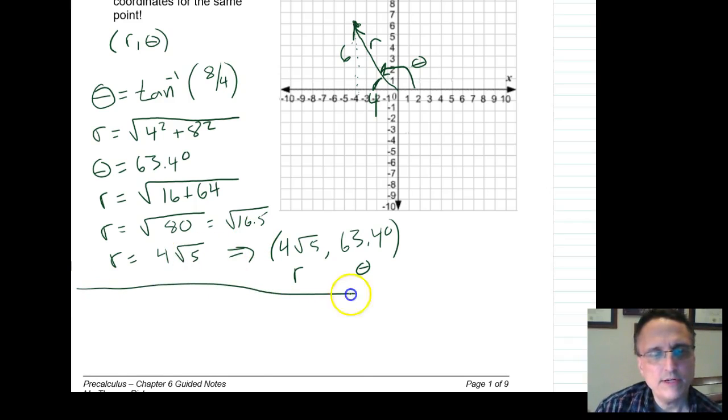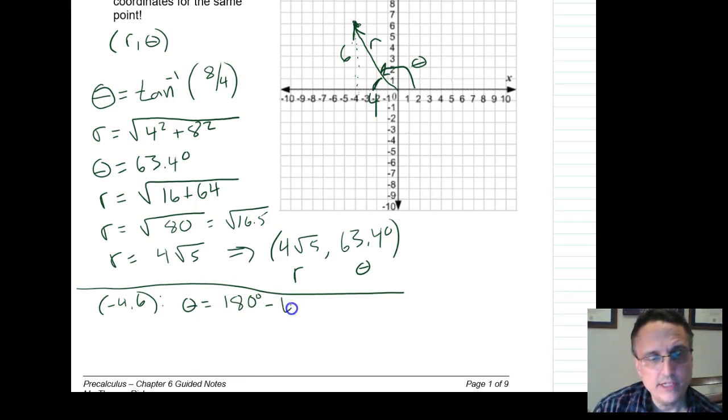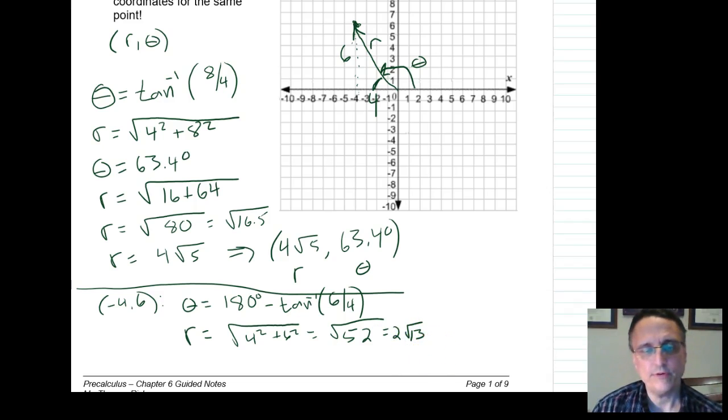So for the rectangular point -4, 6, the theta is going to be 180 degrees minus the inverse tangent of 6/4. The length of the vector that goes from the origin out to the point -4, 6 is going to be the square root of 4 squared plus 6 squared, which is the square root of 16 plus 36, square root of 52, and if I know my radicals, that's 2 root 13.